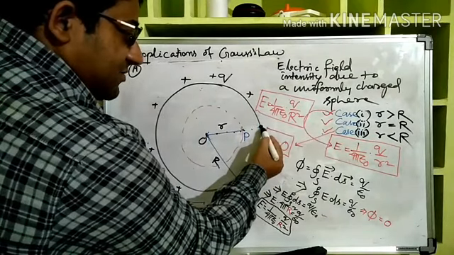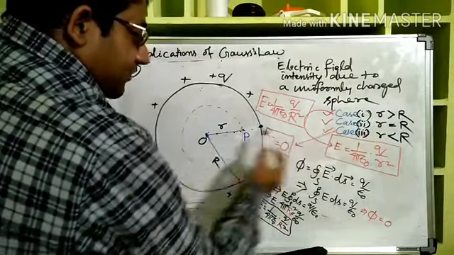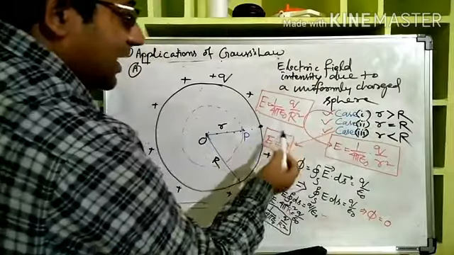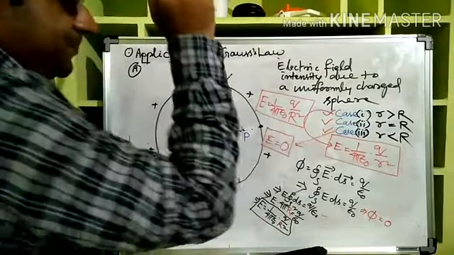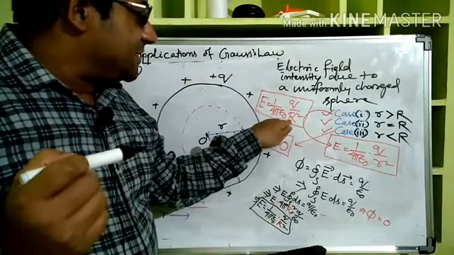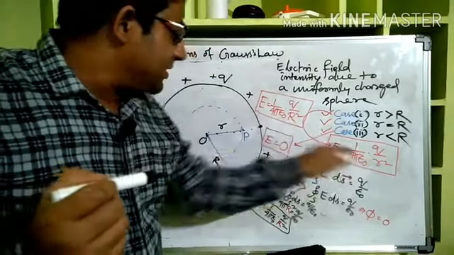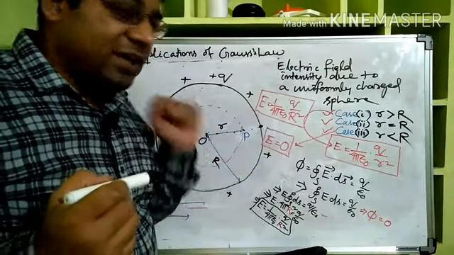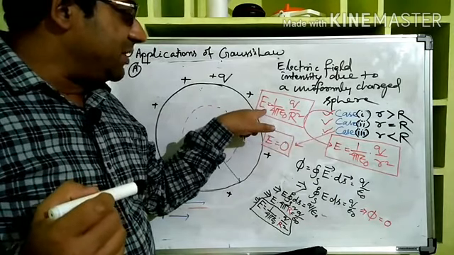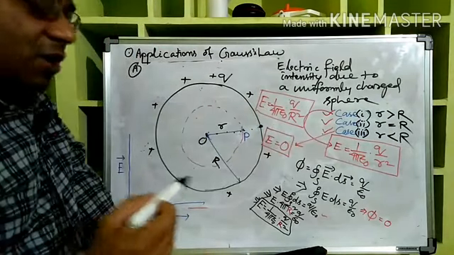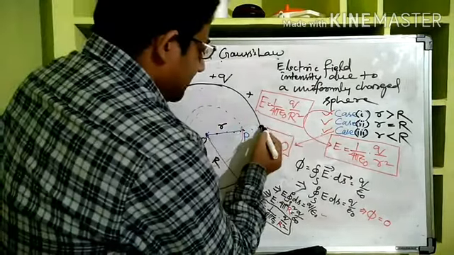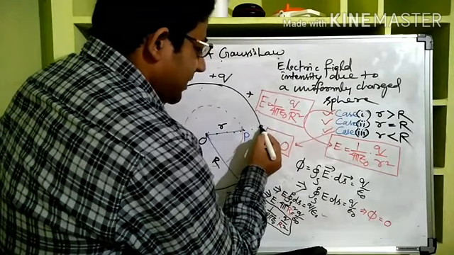But in the second case, when the distance of the point P from the center, that is small r, becomes equal to capital R, then E becomes this much. Between these two, which is bigger? Now see, this capital R is in the denominator. So when this capital R is maximum, E will be minimum, or when capital R is minimum, E is maximum. Now see, till here the electric field was 0.